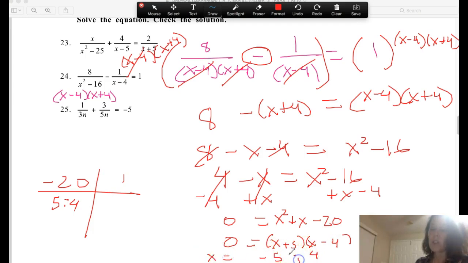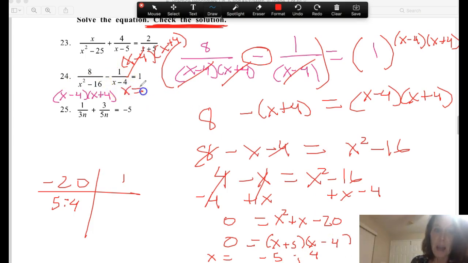However, please don't write that as your solutions unless you check them. Check the solutions for extraneous solutions. Go back to your original problem. Here it is. If I plug in -5 here, does that make my denominator 0? No. -5 here? No. We're good. Plug in 4. If I plug in 4 here, 4 minus 4 makes this 0.